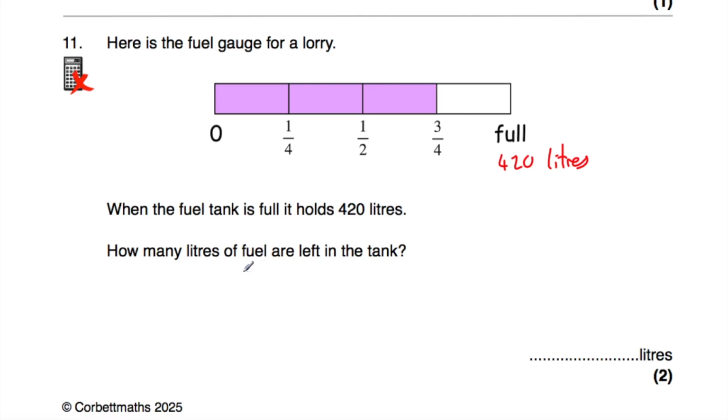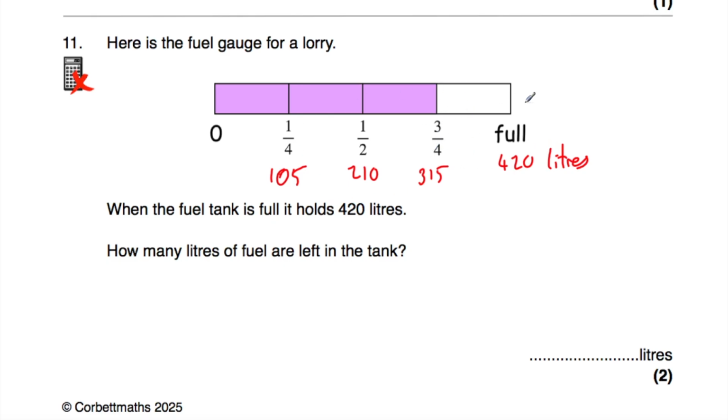And the question says how many litres of fuel are left in the tank. So we want to work out how many litres of fuel are left in the tank. There's a few different ways you could do this. One approach is to use the fact that when it's full, that's 400 litres, and say, well, half full would be 210 litres. A quarter full would be 105 litres. And then 3/4 full, if you add a quarter and a half, well, 210 plus 105 would be 315. So that'd be 315 litres, and that's it.